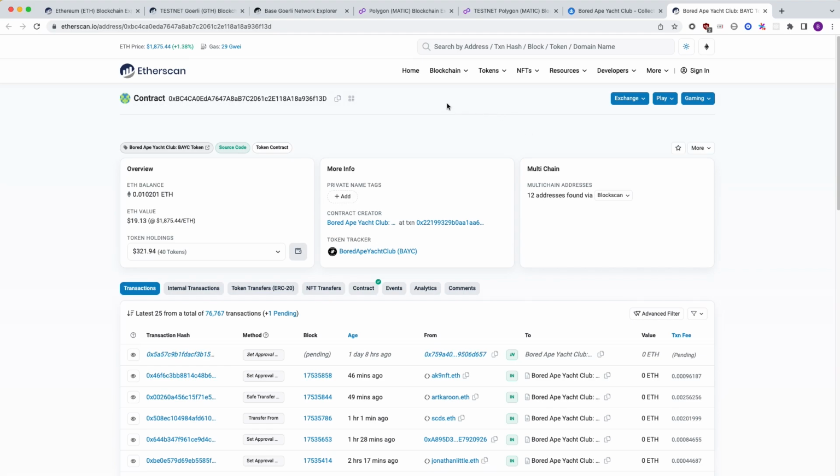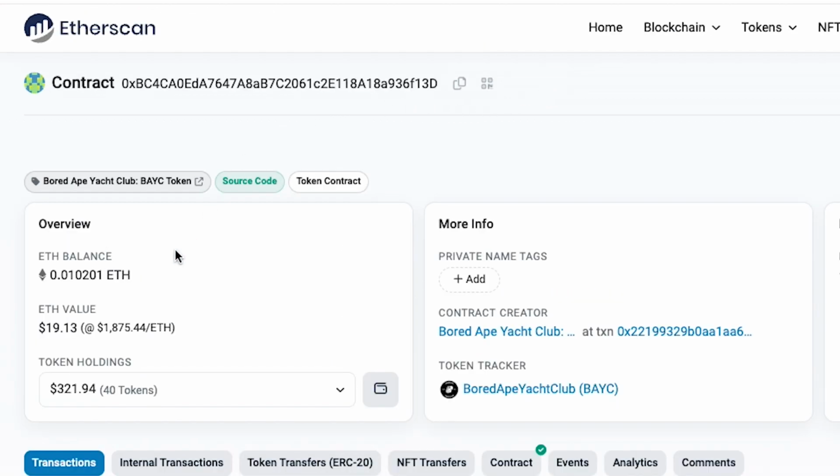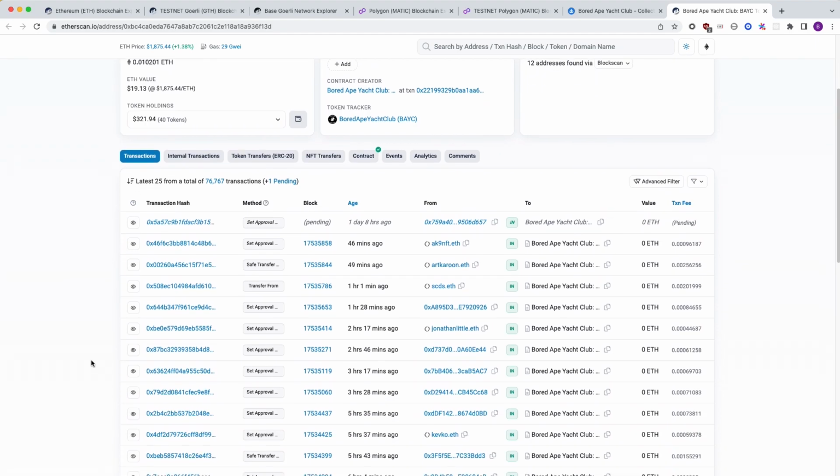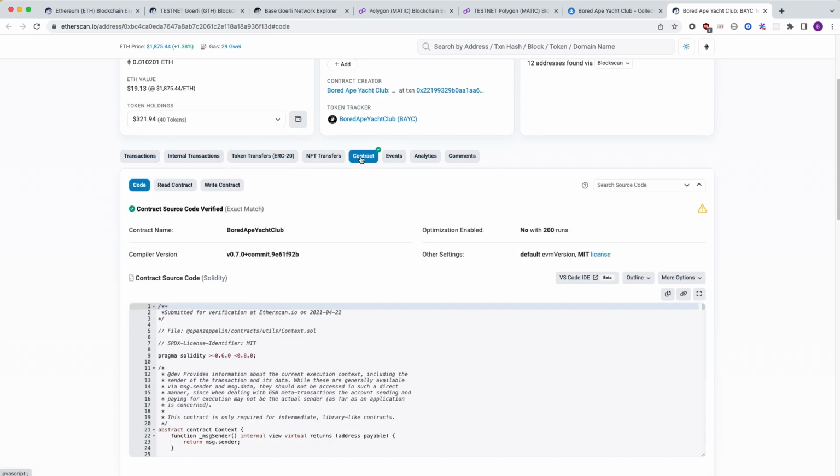Looking at the contract, we can see some information such as its ETH balance, any tokens it's holding, the creator, what transaction it was created in, and other information. You can also review a list of all of the recent transactions for that contract and get an idea of what's going on. One of the more interesting and useful tabs for developers is the contract tab.